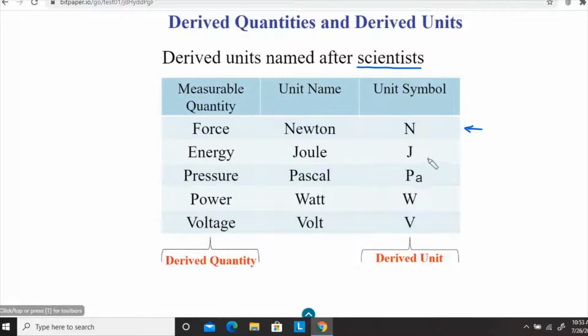Energy is measured in joules and this is the SI unit symbol for that. Pressure is measured in Pascal. This is the SI unit symbol. Power, watts. Then voltage is measured in volts. These are again derived quantities derived from the 7 base quantities, and these are named after certain scientists. So this is the second type of derived units.